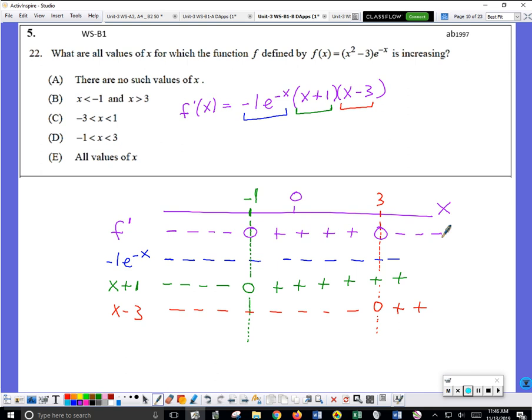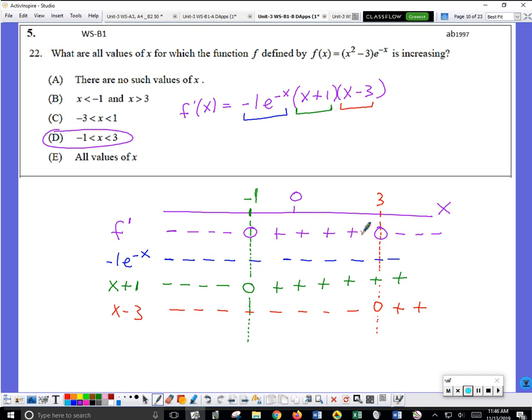So I now have what I wanted when I started the problem. I can look at f prime and say f prime is positive between x equals negative 1 and 3. When f prime has positive y coordinates, that's the same span where f will increase. So that's the sign chart method. Question?